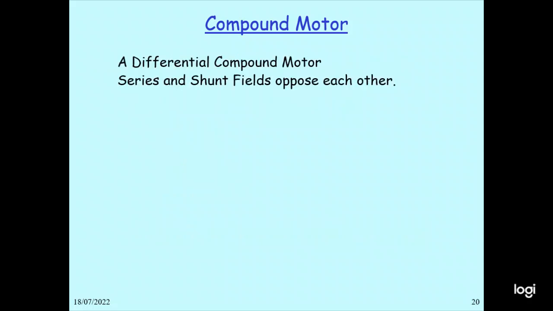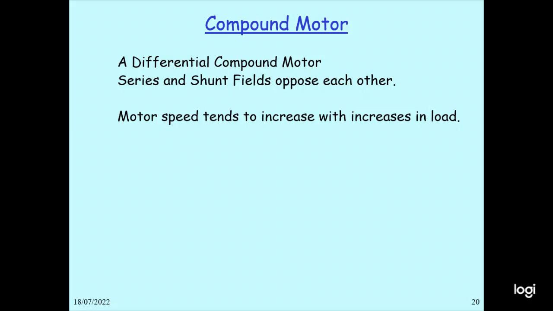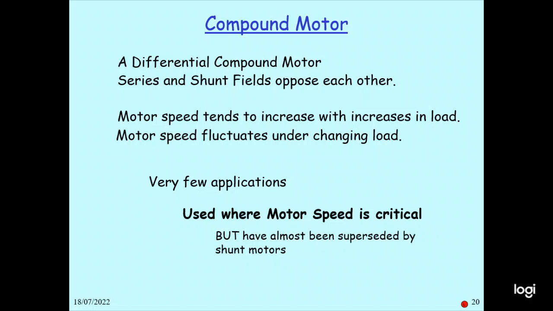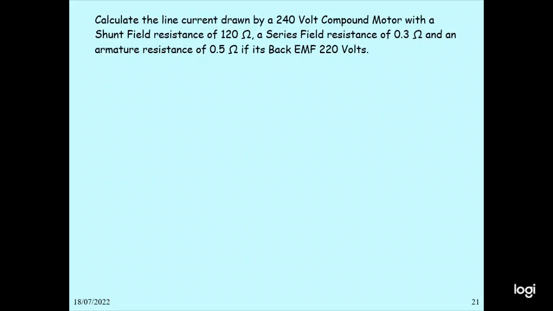In a differential compound motor, the series and shunt fields oppose each other. The speed tends to increase with increased load, so there is speed fluctuation under changing load. It is used in very few applications where the motor speed is critical, and it has almost been superseded by the shunt motor.